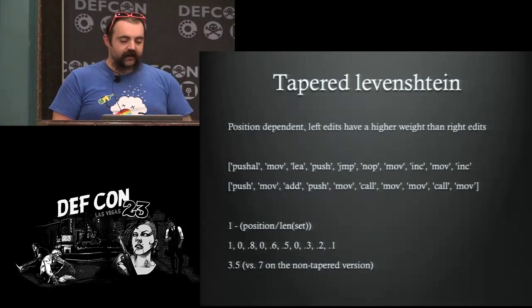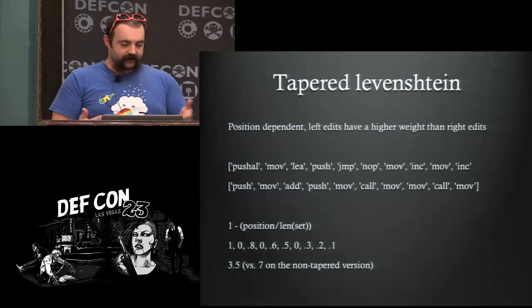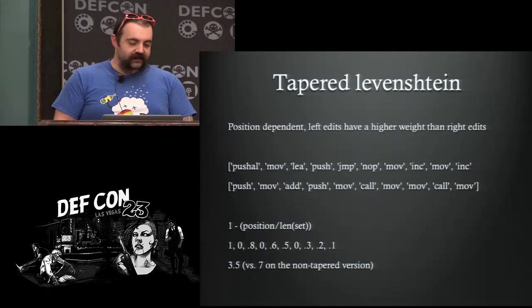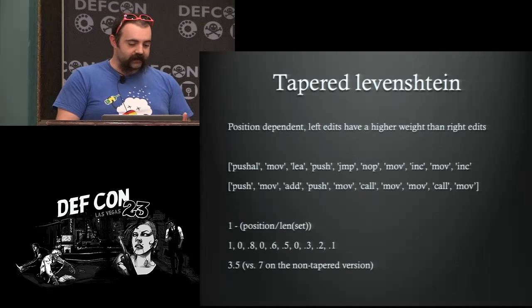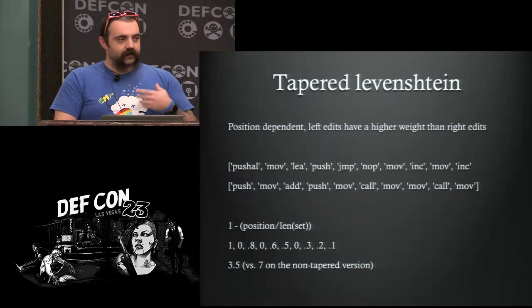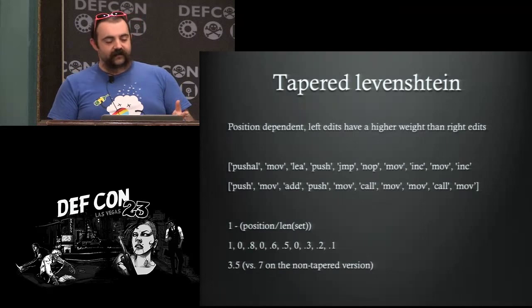So we can put those two together, and the way you calculate this for every single position is 1 minus the position of the thing you're looking at, divided by the length of the set. In this case, there are 10 things in the set. So the first thing requires 1 full edit. The second thing requires 0 edits. And the third thing requires 0.8 of an edit. So you go on, and now you have a distance of 3.5.